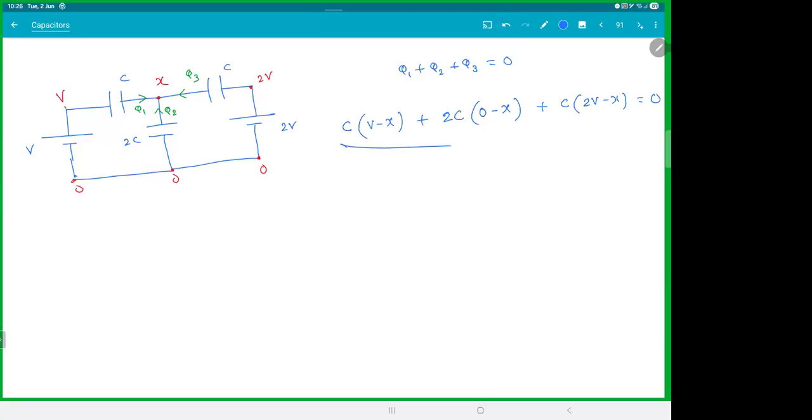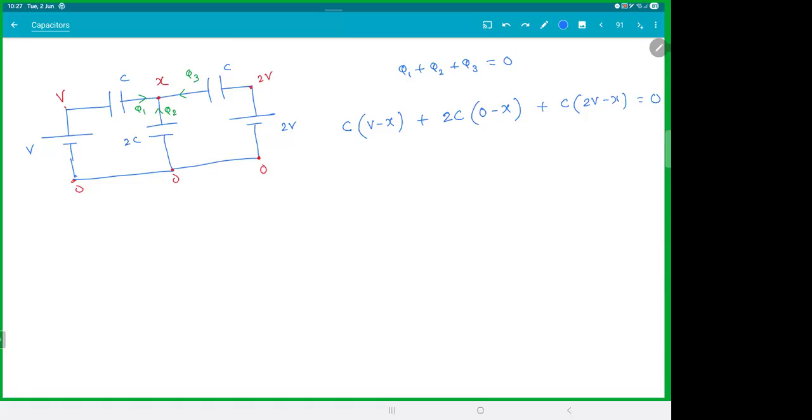Anyone confused how I wrote this equation, please ask me. This is the important thing. If you got this, you understood junction law. Charge in a capacitor is capacitance into the potential difference. So Q1 is passing through C, so C into potential difference V minus X. Q2 is passing through 2C, so 2C into potential difference 0 minus X. Why 0 minus X? Look at the arrow. You kept the arrow from 0 to X, so I'm assuming charge is flowing from 0 to X. So 0 is greater than X, which might be wrong. Signs will take care of it.